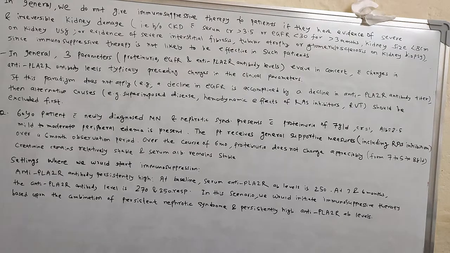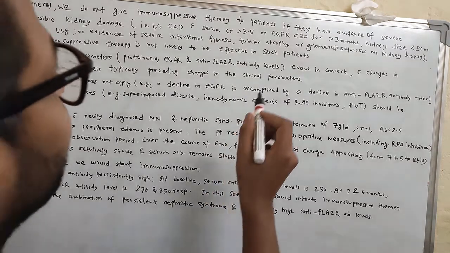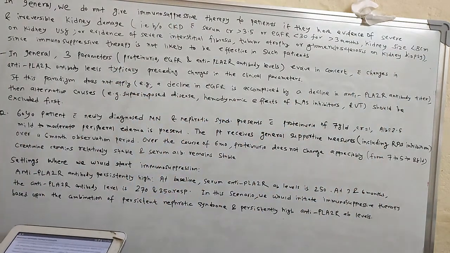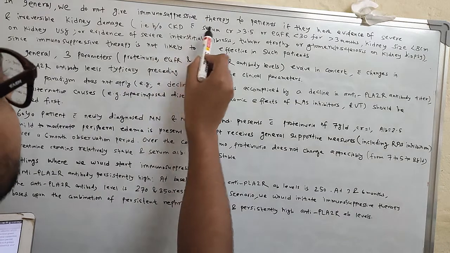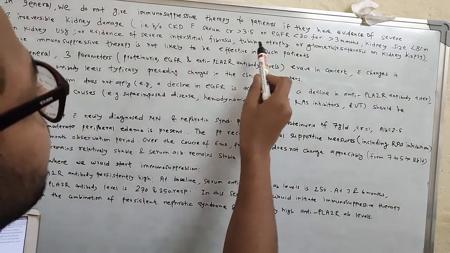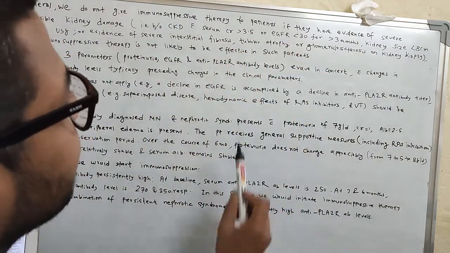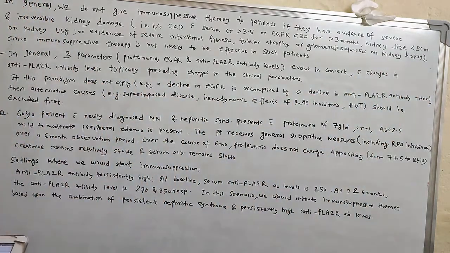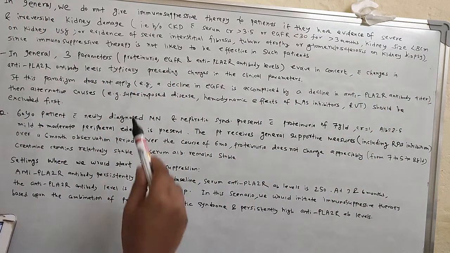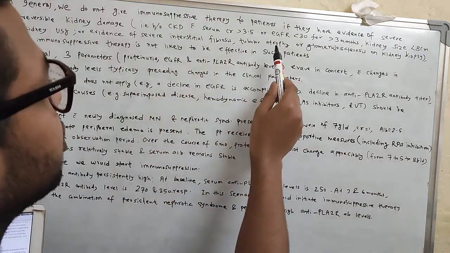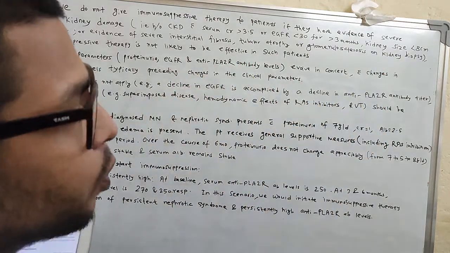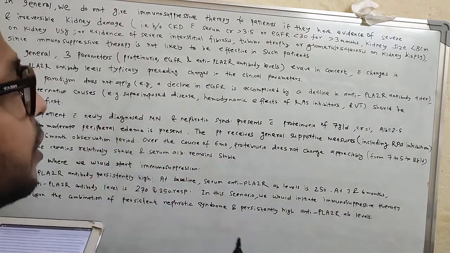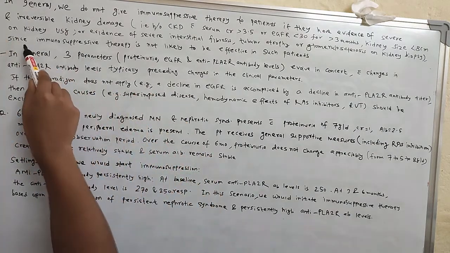In general, we do not give immunosuppressive therapy to patients if they have evidence of severe and irreversible kidney damage, that is, history of CKD or serum creatinine greater than 3.5 or eGFR less than 30 for greater than 3 months, kidney size less than 8 cm on kidney ultrasonography, or evidence of severe interstitial fibrosis, tubular atrophy, or glomerulosclerosis on kidney biopsy, since immunosuppressive therapy is not likely to be effective in such patients.